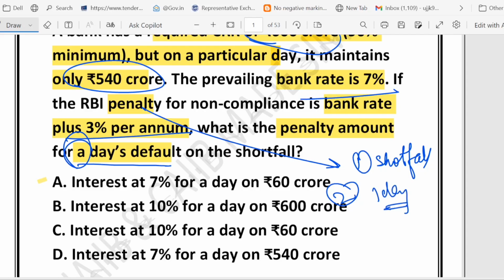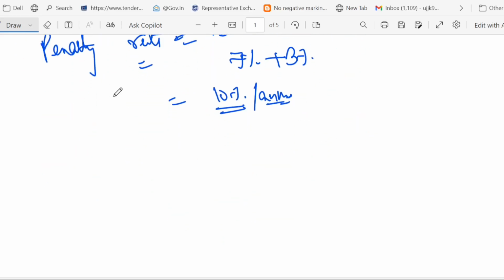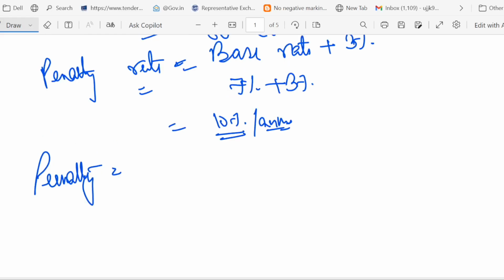So can you calculate what is the 1 day penalty? Very simple. The rate they have given is 10%, which is the annual rate, and we have to calculate the penalty for a single day. How to go about calculating it? Very simple. Just apply the formula. Penalty is 10% of, obviously, the shortfall. Shortfall is 60 crore. So just take 10% of 60 crore, since this will give you the annual penalty. What would be the 10% of 60? Very simple.